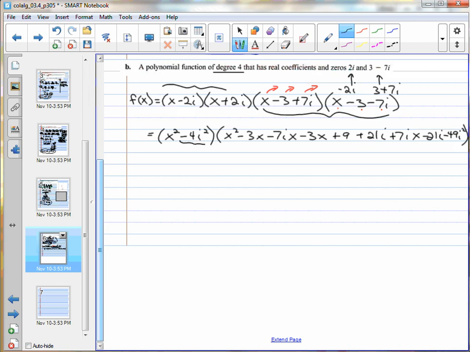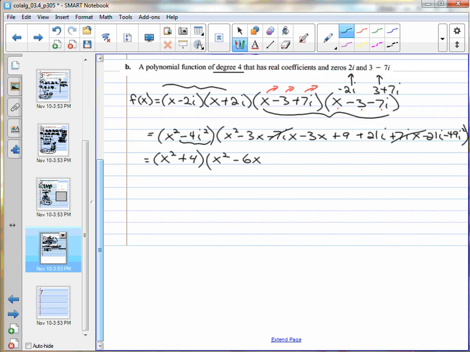Well, let's come back here. What's a negative 4i squared? Plus 4, right? X squared plus 4. Now, as I look at the second one, I'm going to look for some like terms. I only see one x squared. I see a negative 3x and a negative 3x, which would make negative 6x. I'm just going to work my way down the line. Negative 7ix. What else do you see? A plus 7ix. They just canceled out.